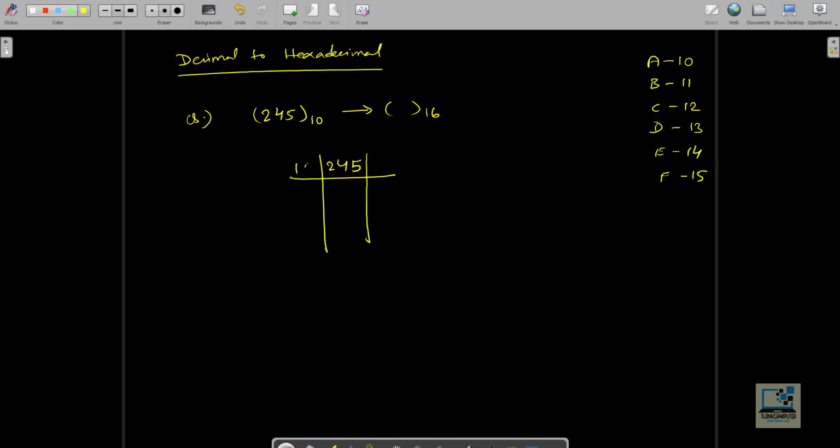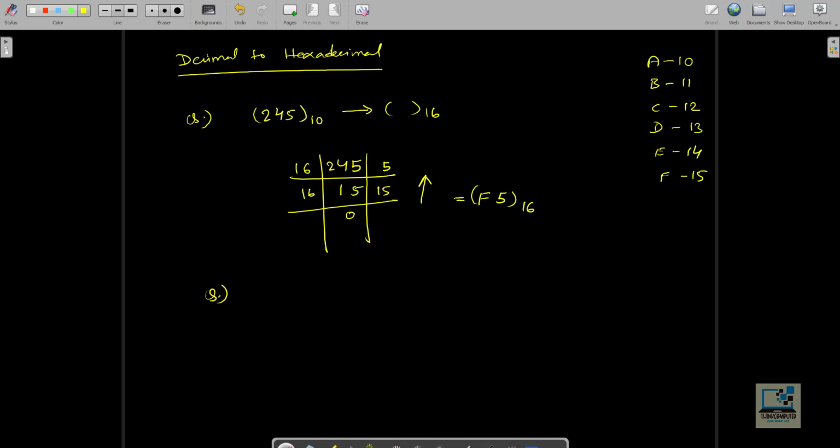245 divided by 16. So 16 ones are 16, 24 minus 16 will be 8. 8 and a 5 is 85. So 16 5s are 80. 85 minus 80 is 5. Now you cannot divide 15 by 16. So simply write 16 zeros are 0, remainder 15. Bottom to up, 15 will be written as F and 5 will be written. So F5 base 16. Let's see one more question.